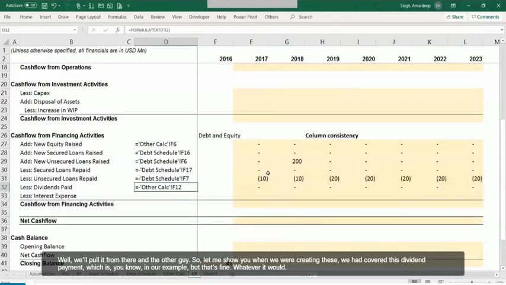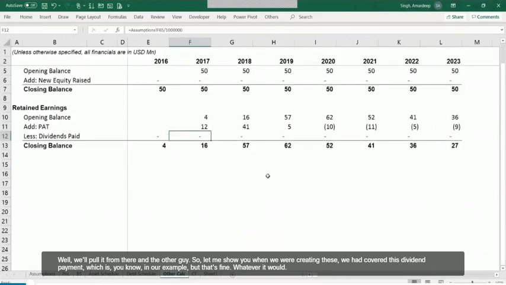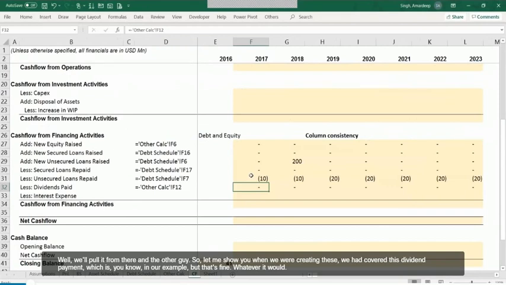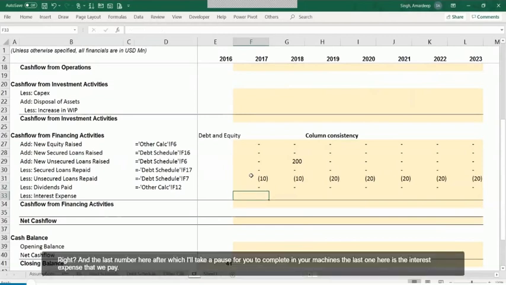So let me show you. When we were creating this retained earnings schedule, we had covered this dividend payment, which is zero in our example, but that's fine. Whatever it would be at a later stage, somebody is going to make changes in the assumptions tab. It will flow first to the other calc sheet, and then eventually it will flow to the cash flow statement. So that is the return to equity shareholders. And the last number here, after which I'll take a pause for you to complete in your machines.